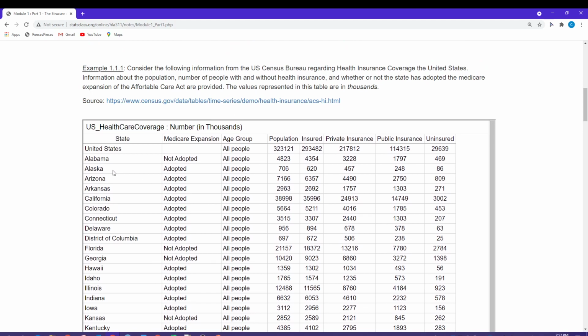There are, as I said, several states here, and then the information that's being collected here would be the population. This actually is in thousands. So if I add 3 zeros behind this number here, that's about 323 million people in the United States. That's the population here. I believe this data is from 2019, so it's a couple years old. And then we just have the number of people that are insured, the number of people that have private insurance, the number of people that have public insurance, and then also the number of people that do not have insurance. And if you want, you can click the data source here to see where this data was obtained.